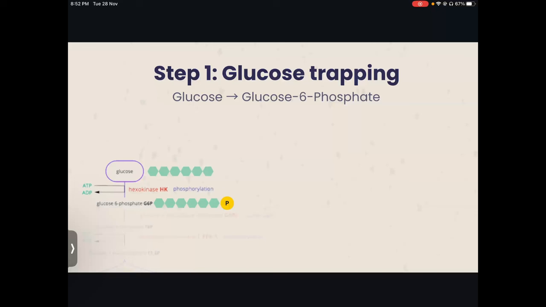And this will trap glucose because glucose 6-phosphate cannot leave through the GLUT transporter. The GLUT transporter is only for glucose. It cannot transport glucose 6-phosphate. So now glucose 6-phosphate is stuck in the cell and it has to undergo glycolysis.